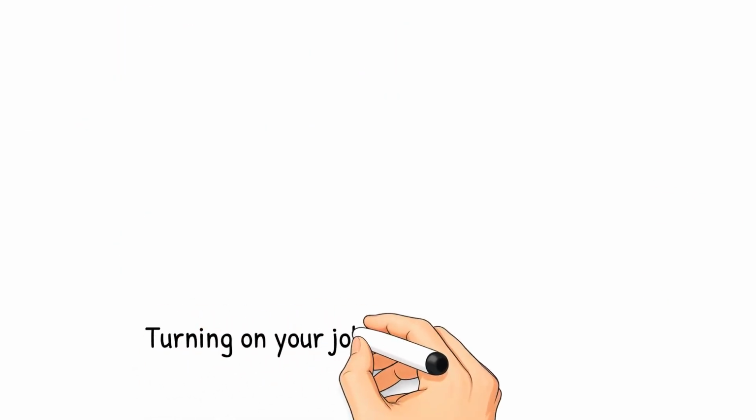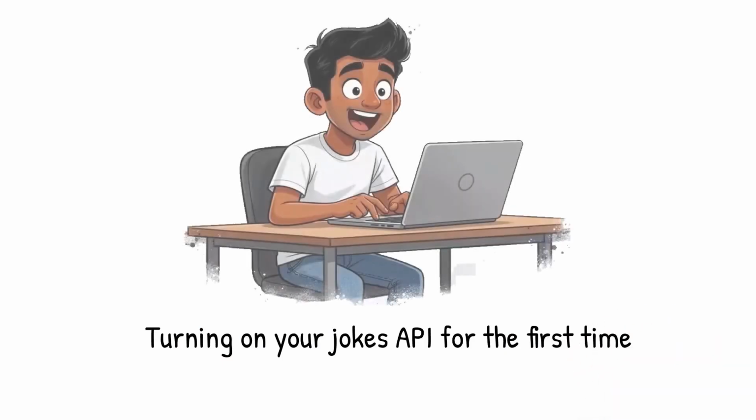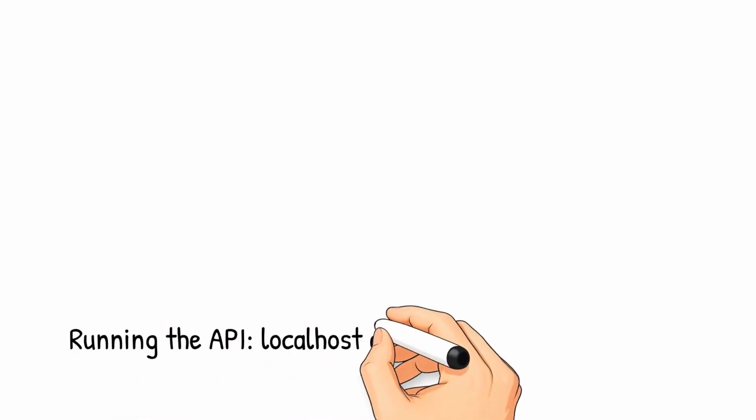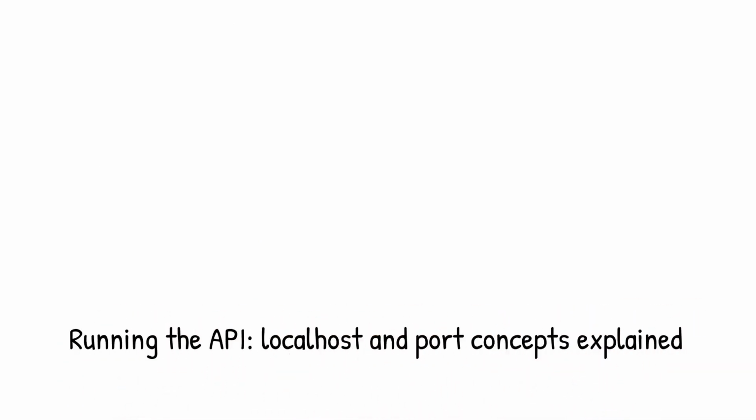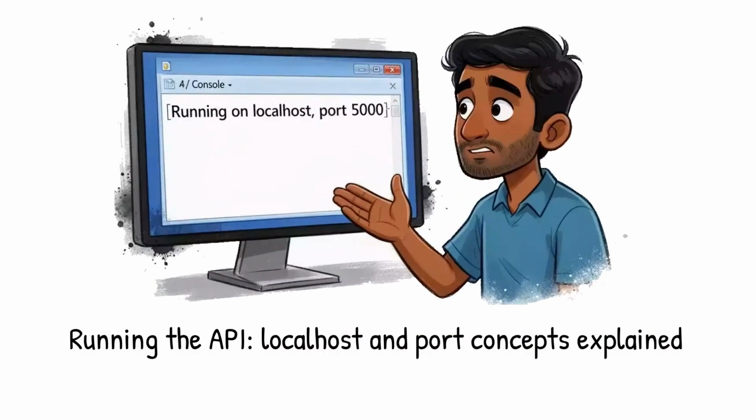We've written our little jokes API. Now comes the best moment in this entire course, turning it on and watching your very own creation come to life. Trust me, the first time you see this work, you get goosebumps. So you run your file. The moment you do, your computer prints a message that says something like running on localhost, port 5000.